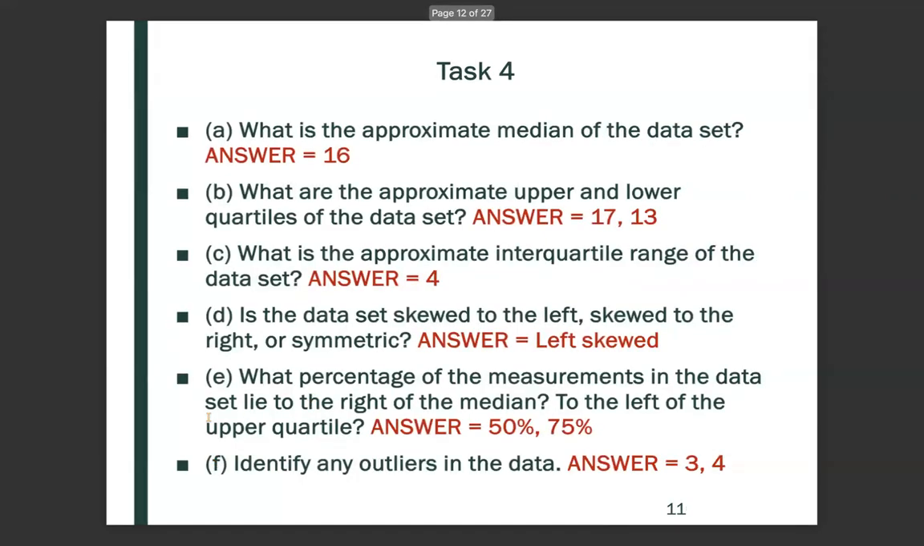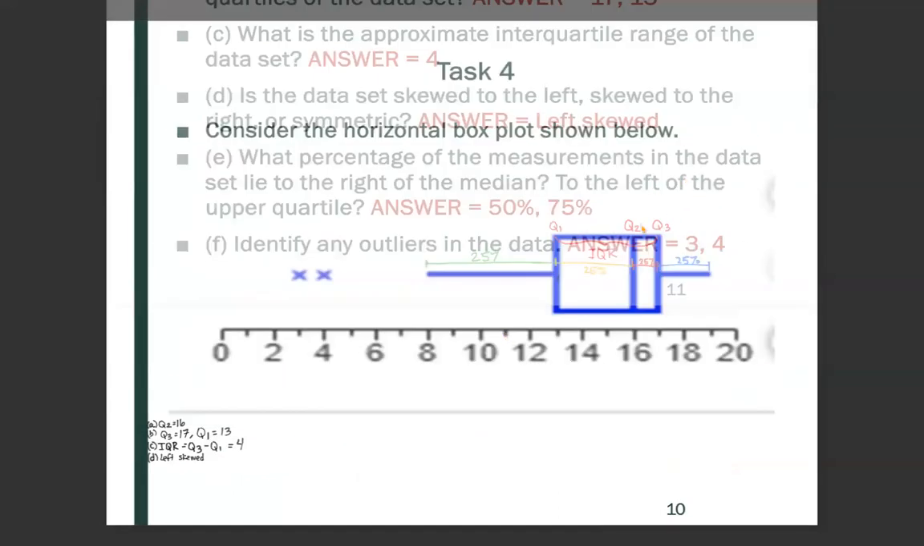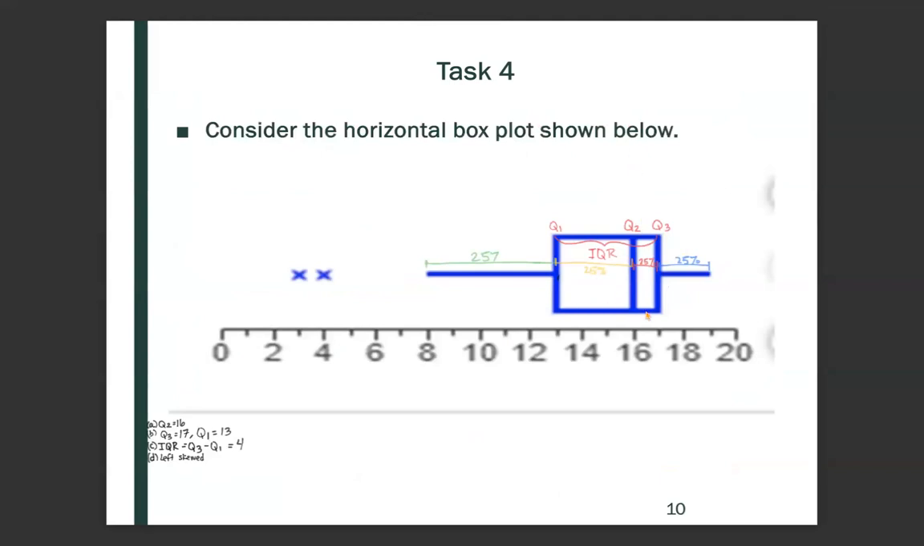Part D, is the data set skewed to the left, skewed to the right, or symmetric? Here we can see that it's not symmetric, and that the spread of the data is to the left, so it's skewed to the left.